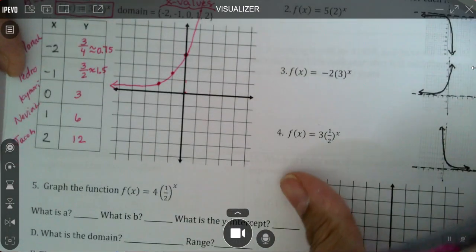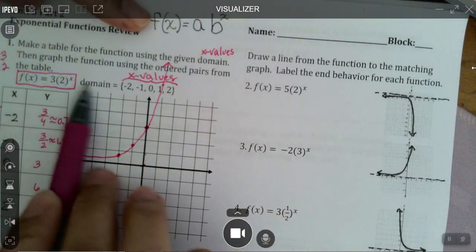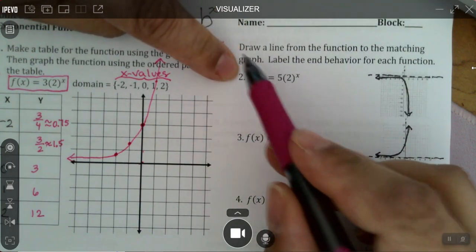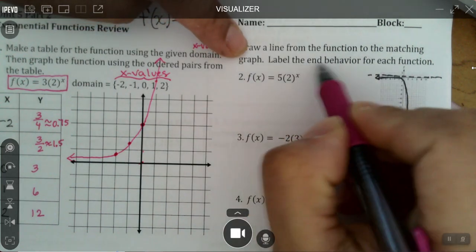Okay, so let's see. That was just one? That was just one? That's all they want: draw a line from the function to the matching graph. Label the end behavior for each function. End behavior.